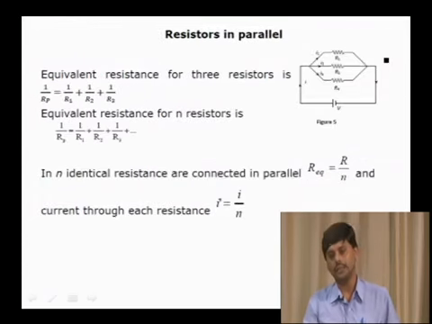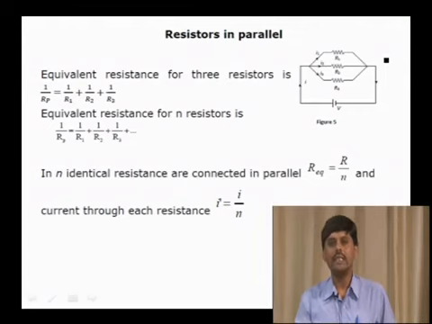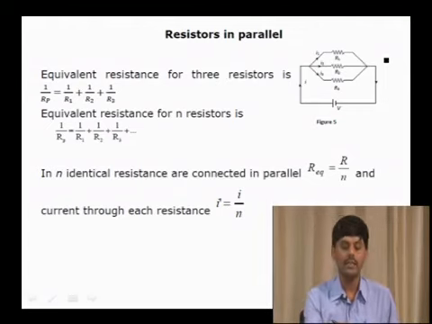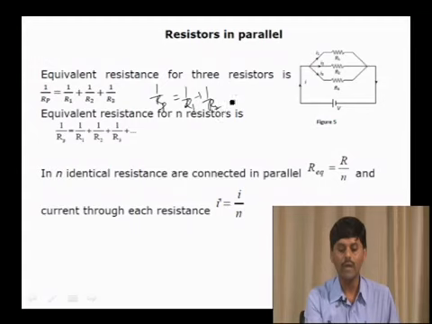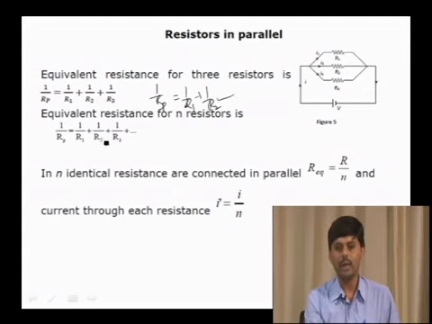Similarly for parallel combination, here in this diagram I have taken 3 resistors connected to 2 common points, and the common points are connected to the source. The equivalent resistance is 1 by Rp, where Rp means parallel, equal to 1 by R1 plus 1 by R2 plus 1 by R3. This is for 3 resistors. If you have only 2 resistors, then 1 by Rp is equal to 1 by R1 plus 1 by R2. Like this we are going to use it. If it consists of n number of resistors, then 1 by Rp is equal to 1 by R1 up to 1 by Rn terms.